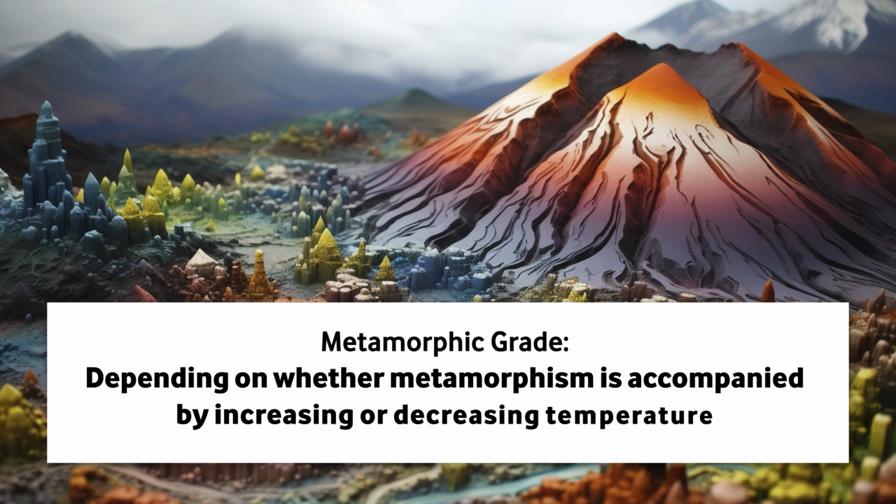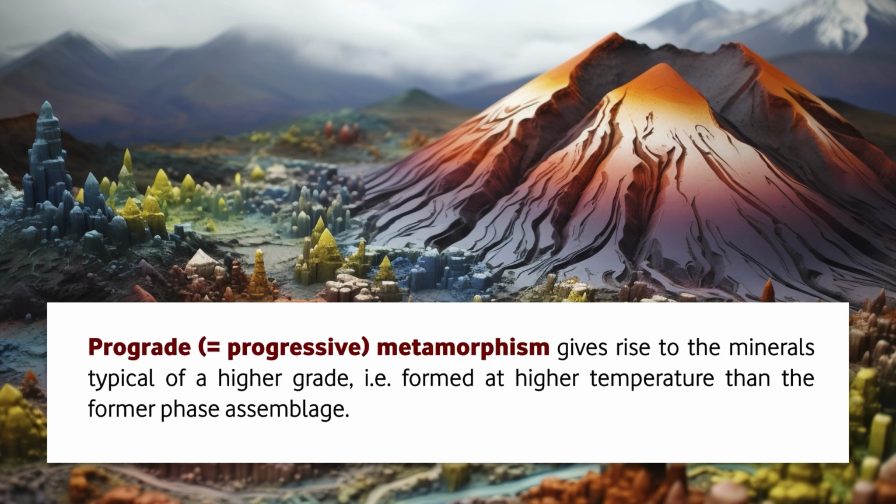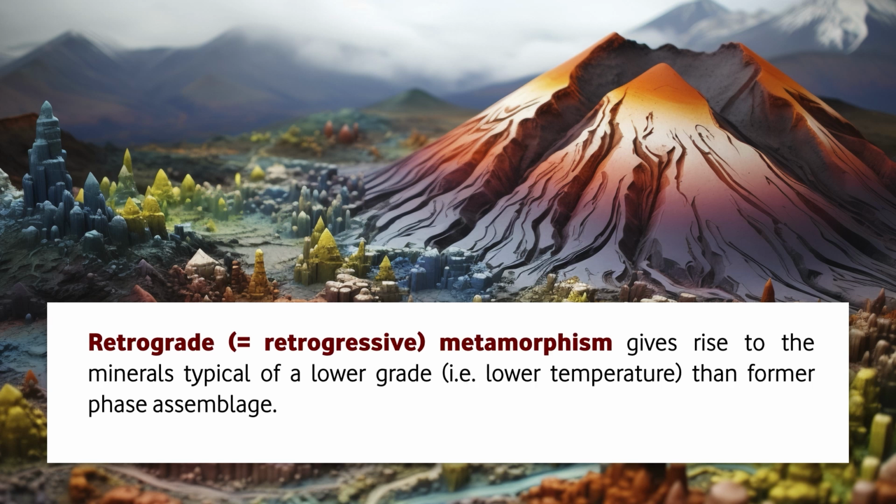The metamorphic grade depends on whether metamorphism is accompanied by increasing or decreasing temperature. Prograde metamorphism, also known as progressive metamorphism, gives rise to minerals typical of a higher grade, that is, formed at higher temperature than the former phase assemblage. Retrograde metamorphism or regressive metamorphism gives rise to minerals typical of a lower grade, that is, lower temperature than the former phase assemblage.